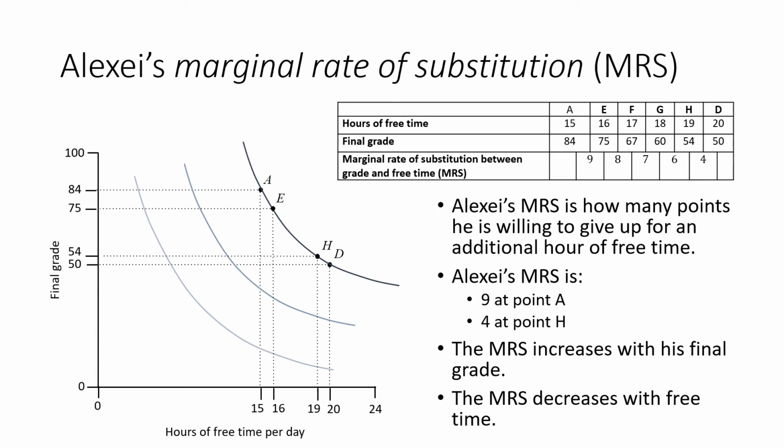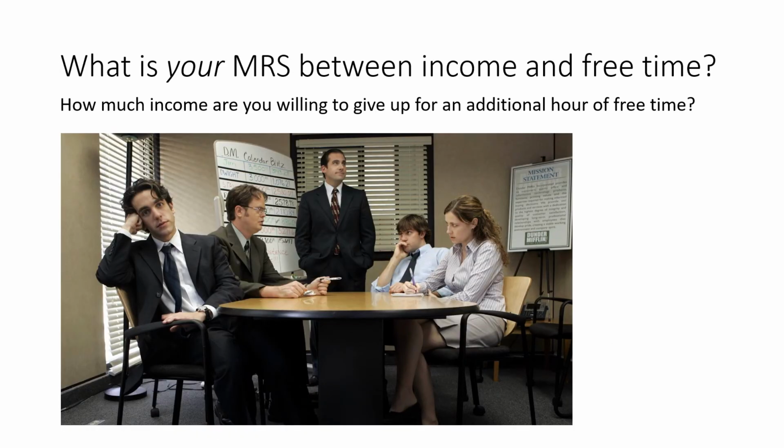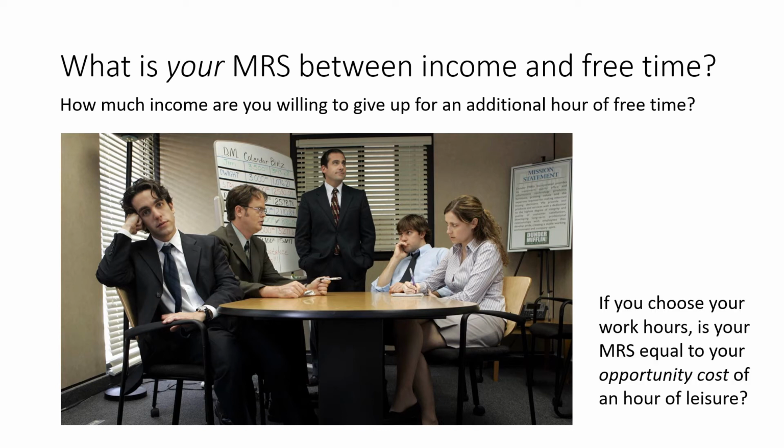And the MRS also decreases with free time. So, with increasing Alexei's free time, his marginal rate of substitution will be falling. What is your MRS between income and free time? How much income are you willing to give up for an additional hour of free time? This will vary from individual to individual. If you choose your work hours, is your MRS equal to your opportunity cost of an hour of leisure?